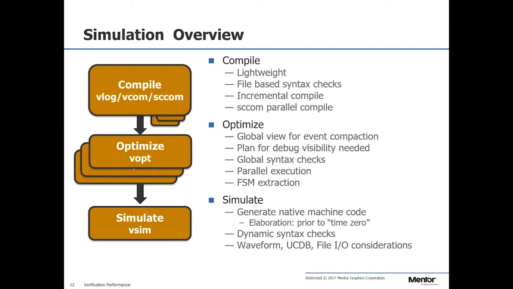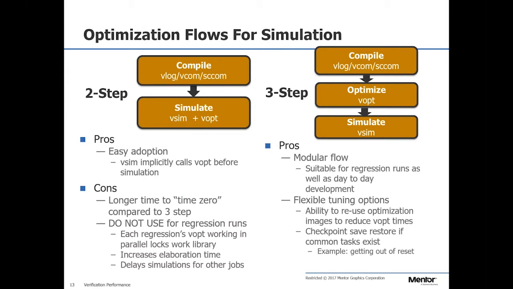The other thing that it can do, though, is optimize away internal signals that, due to this restructuring of the code, are no longer needed. So if you're debugging a particular block, you need to plan for keeping the visibility of that block available so that you can debug it. So let's look at that vopt a little more closely. You can continue to do a simulation the same way you always did, where you do your vlog and vcom to compile your code, and then you just say vsim.